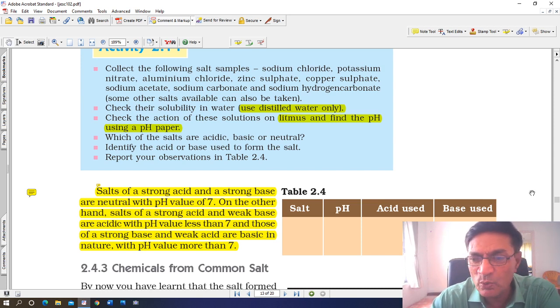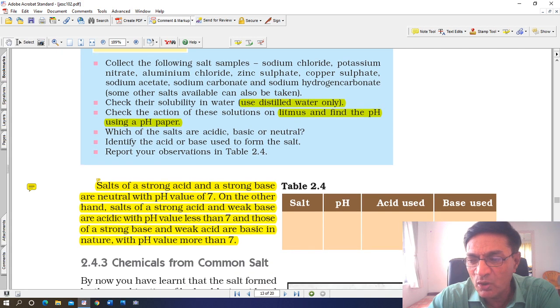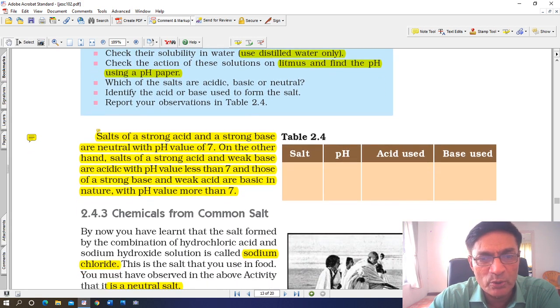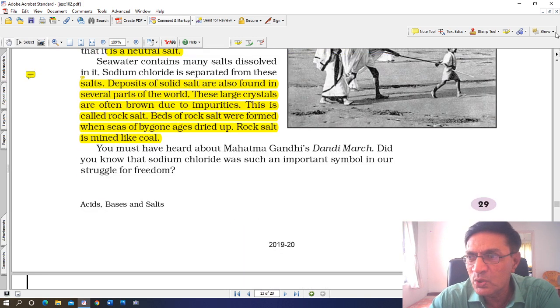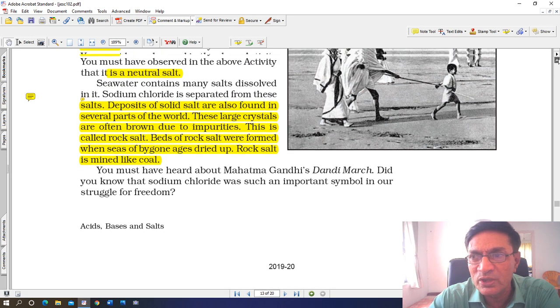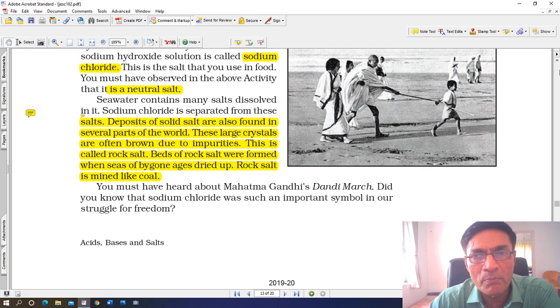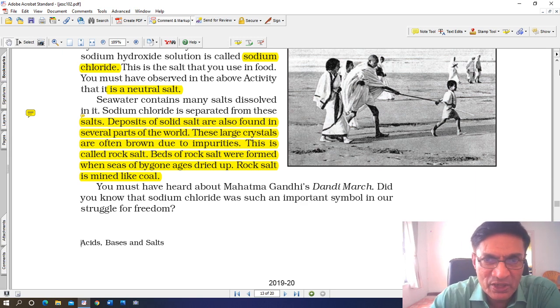Okay, so very easy to understand how you get acidic salts and basic salts or neutral salts. Remember, sodium chloride, cooking salt, is neutral because it is formed by the combination of a strong acid and a strong base.